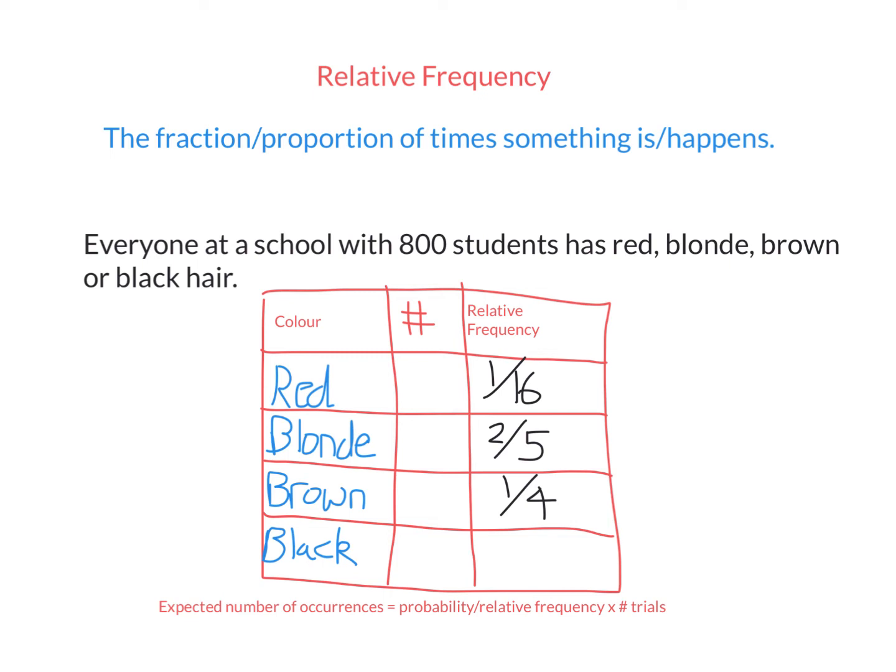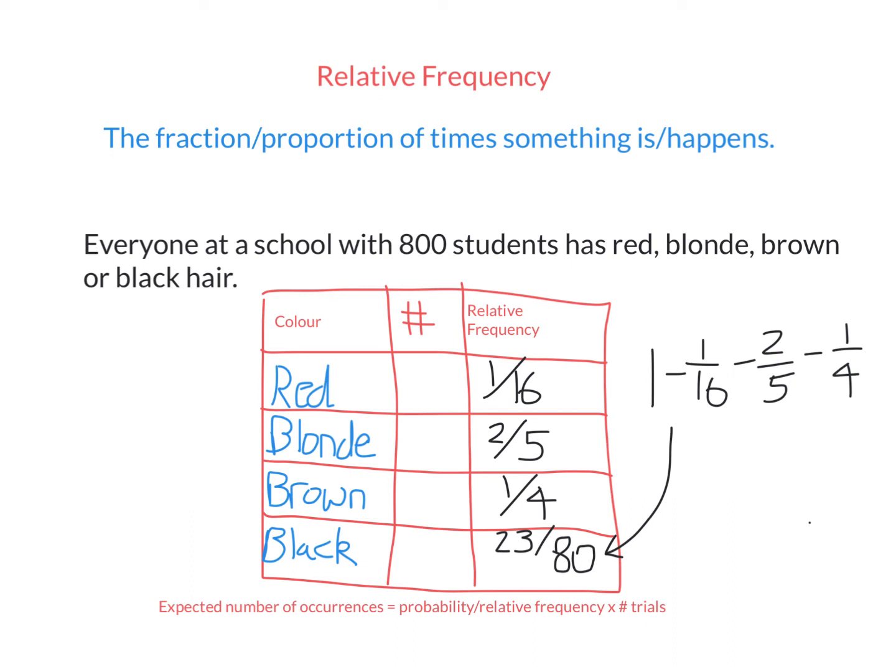Well, just like probabilities, relative frequencies here need to add up to 1. So the number that goes in here, I just take 1 and I subtract all of these relative frequencies. So you can use your calculator for this and you get 23 over 80. 23 80ths of students have black hair.